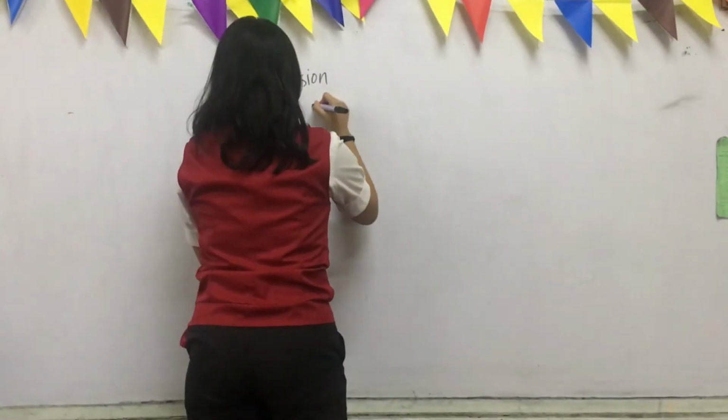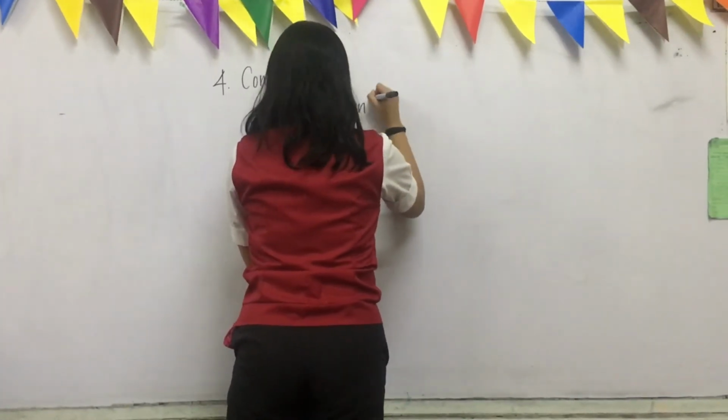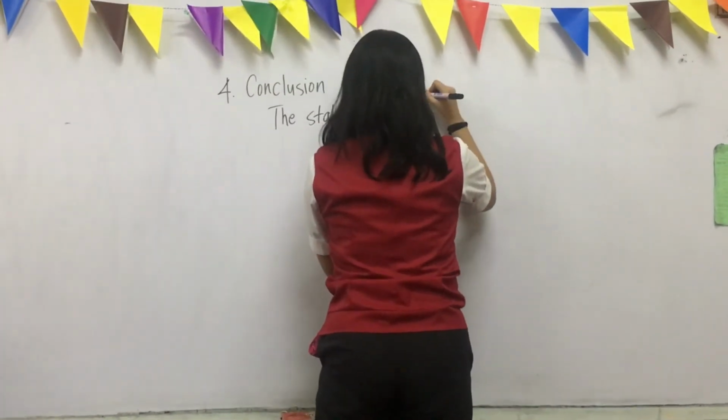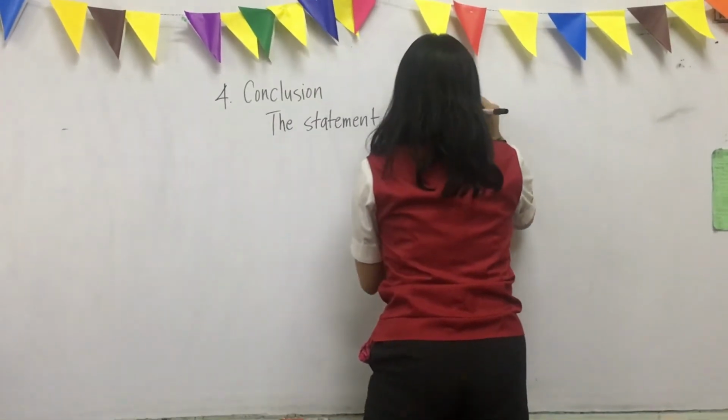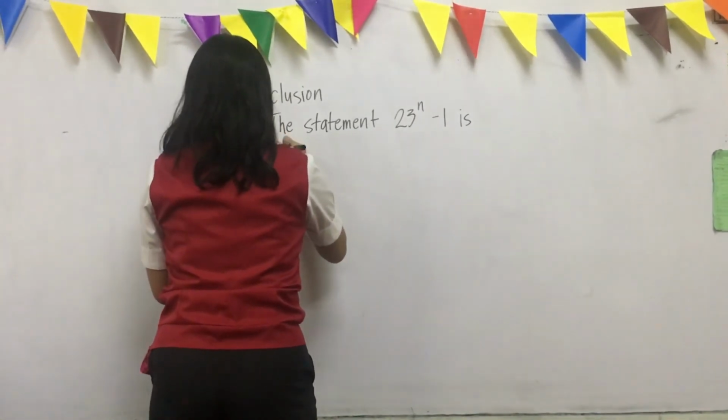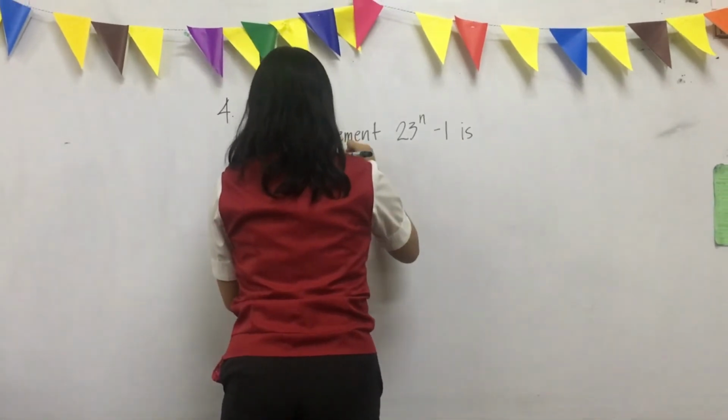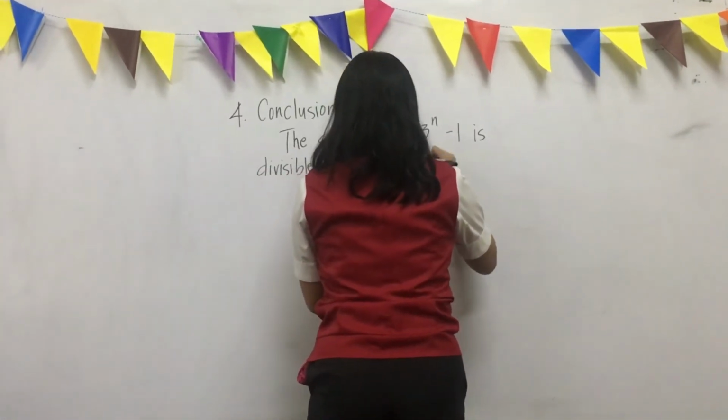So for the fourth and last step, we have the conclusion. Now that we're done proving, we can now say that the statement 23 raised to n minus 1 is divisible by 11 is true for any natural number.